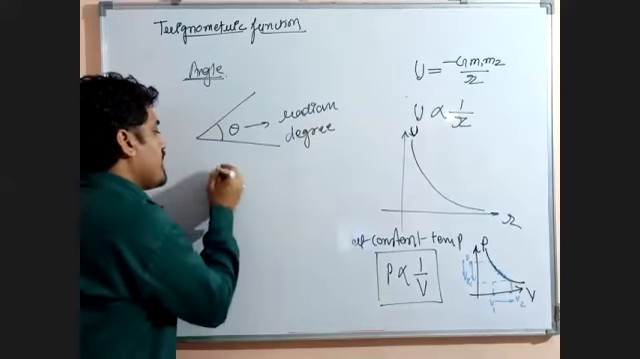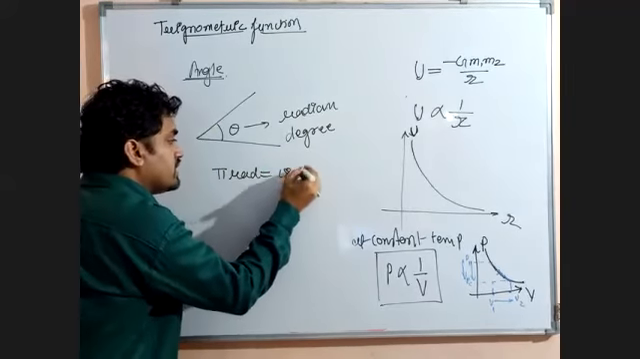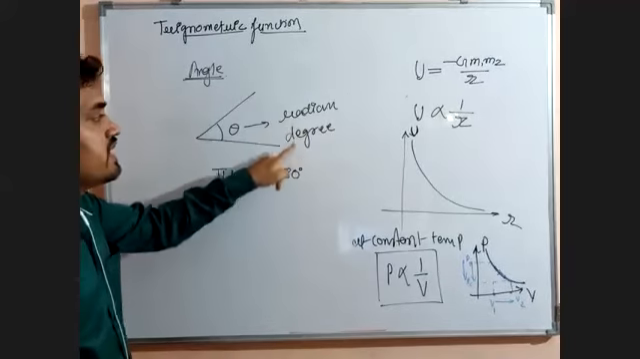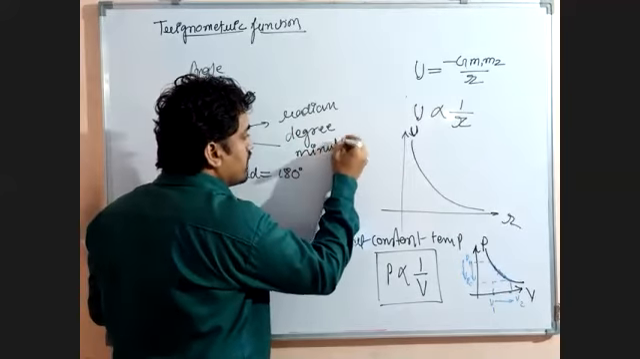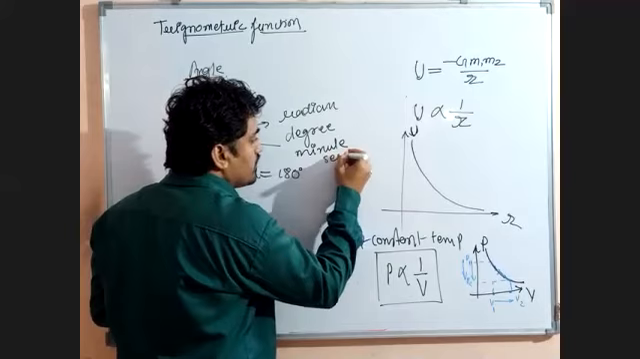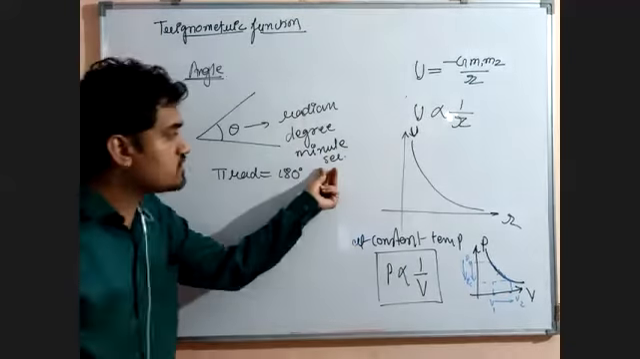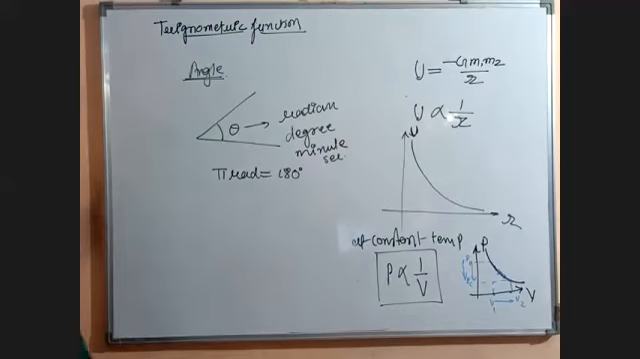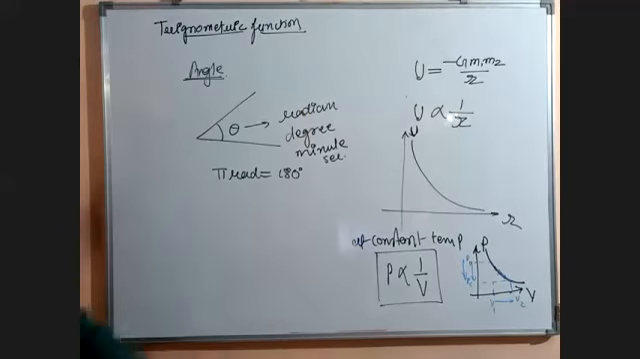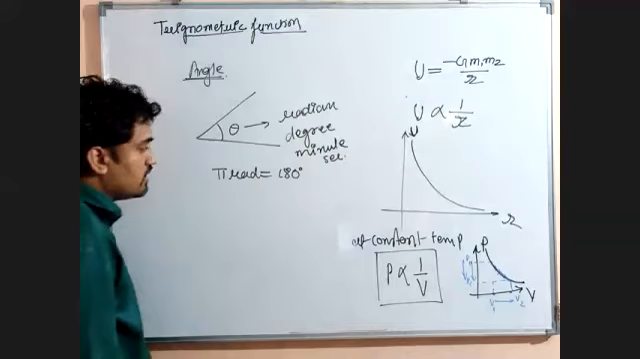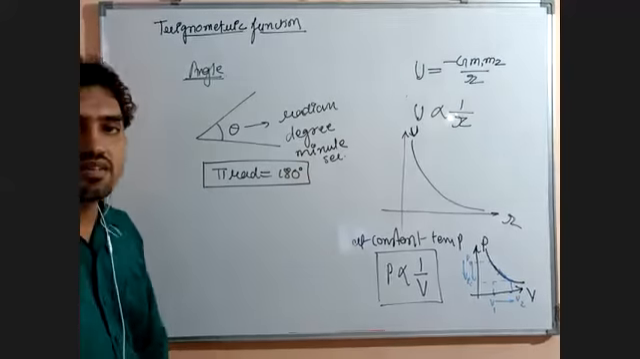Pi radian is equal to 180 degree. Angle is measured in radian, degree, minute, and second. These are units. Second is the smallest unit to measure angle. So pi radian is equal to 180 degree; this is the relation between radian and degree.